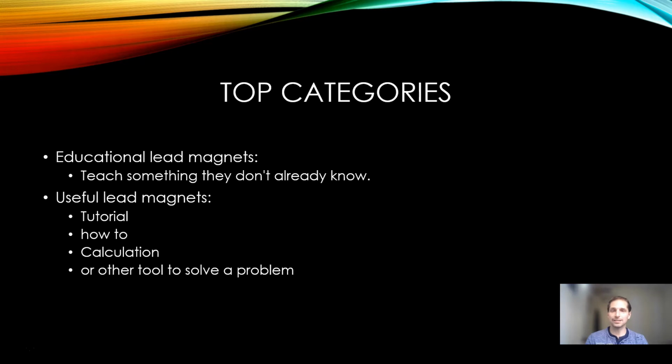Now we're going to see the top categories. Number 1, educational lead magnets. This is probably the most common and the most important type of lead magnets, because everybody's searching on internet, especially of course on YouTube, for example, to learn something new, something they don't already know. So we can create a lead magnet to teach them that knowledge. Number 2, useful lead magnets. These are tutorials, how-tos, guides, step-by-step guides, calculations, or other tools that help them solve their problem.